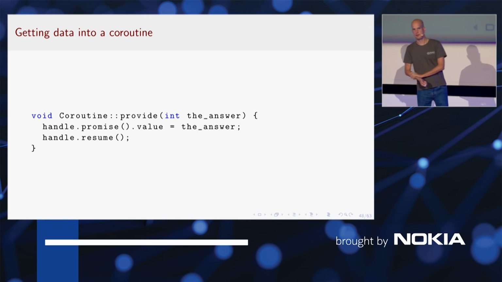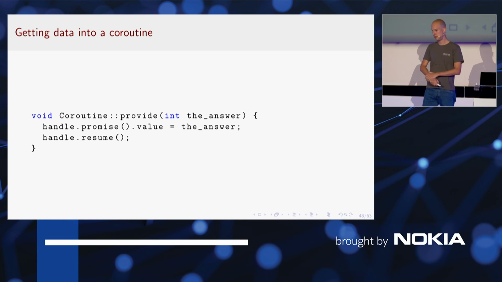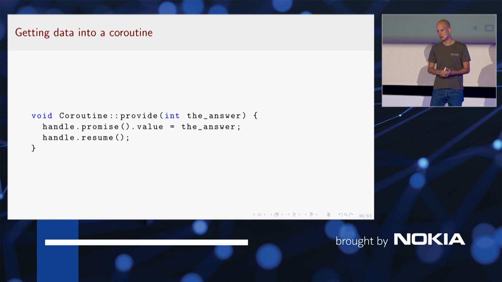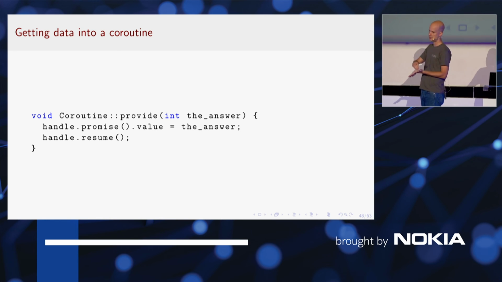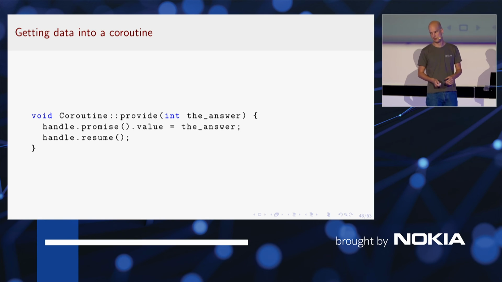So the implementation of the provide function is pretty straightforward. Again, we use the handle member variable that we created earlier on the return type to get to the promise. We again add a member on the promise where we can store the value. We write it there, and then we just resume our coroutine. You could also decouple the providing of the result and the resumption, put them into two separate functions, but for simplicity's sake here, it all happens in one function.